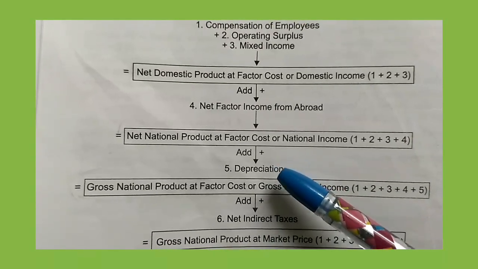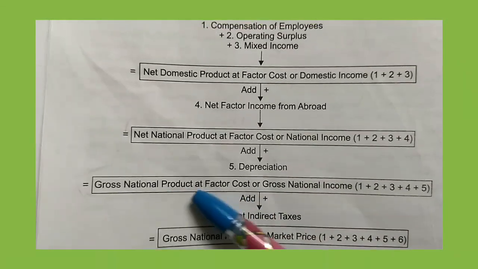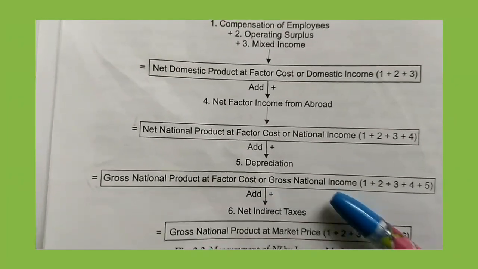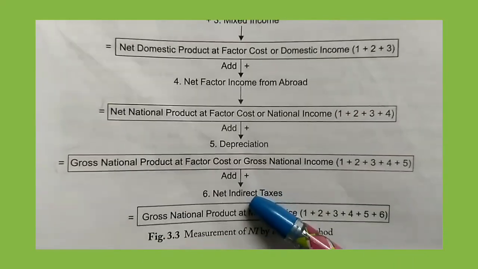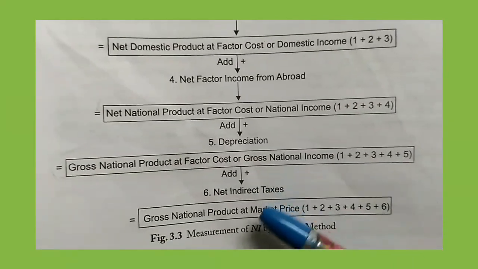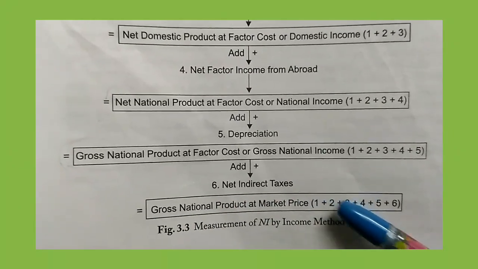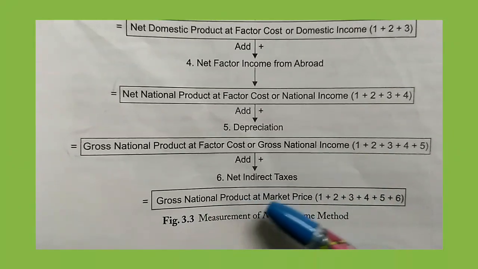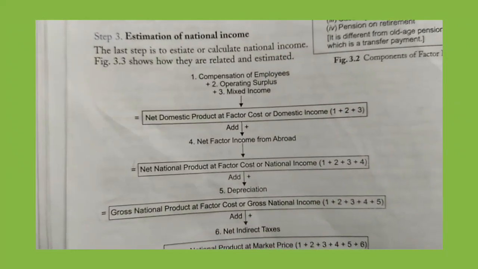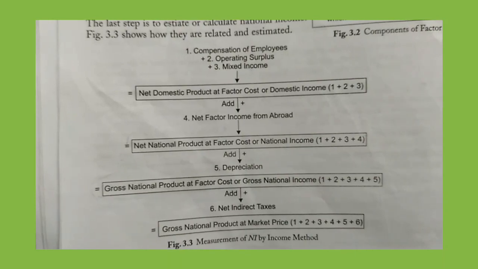Okay, plus depreciation, we get the gross national product at factor cost, or gross national income. If we add the net indirect tax, we obtain the gross national product at market price. Okay, these are the methods of calculating the national income by the income method.